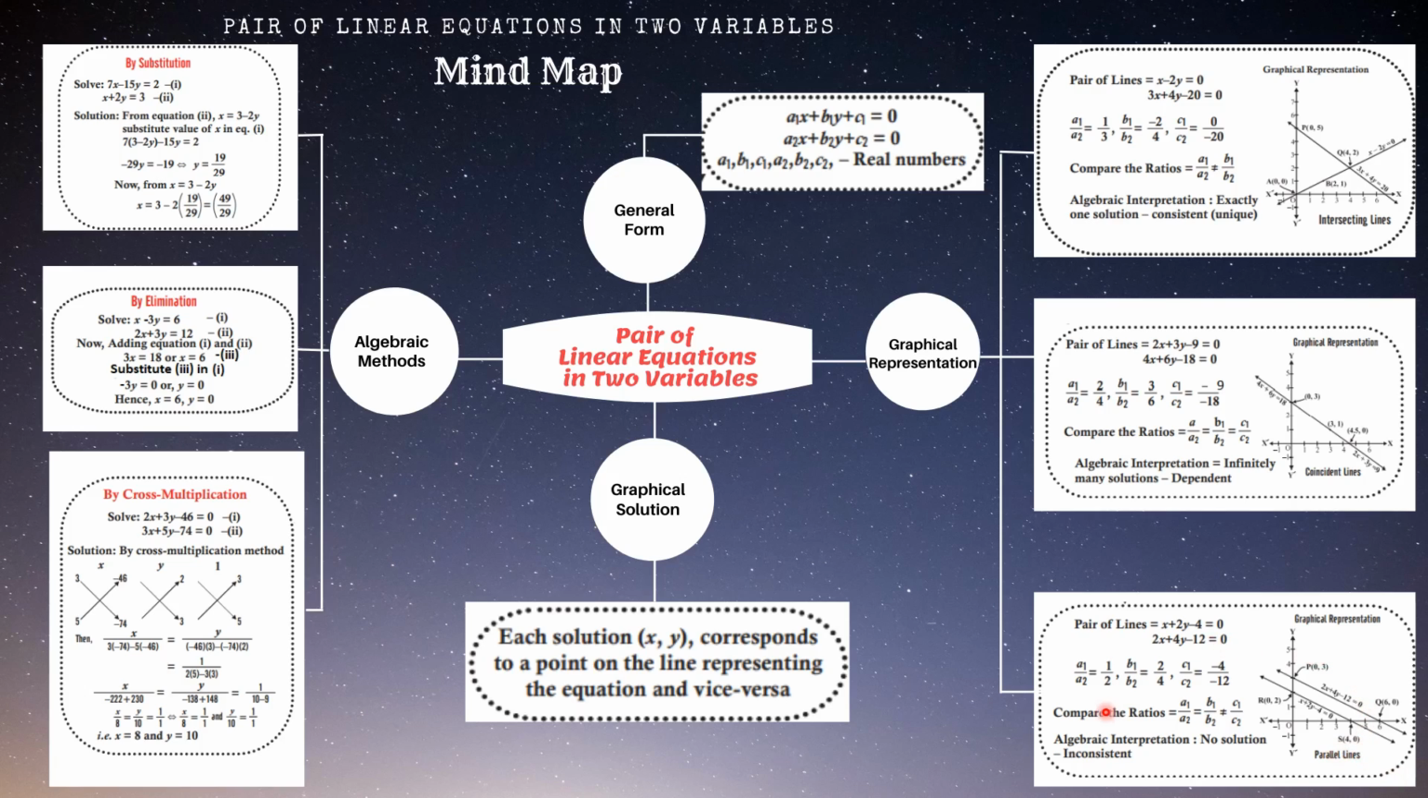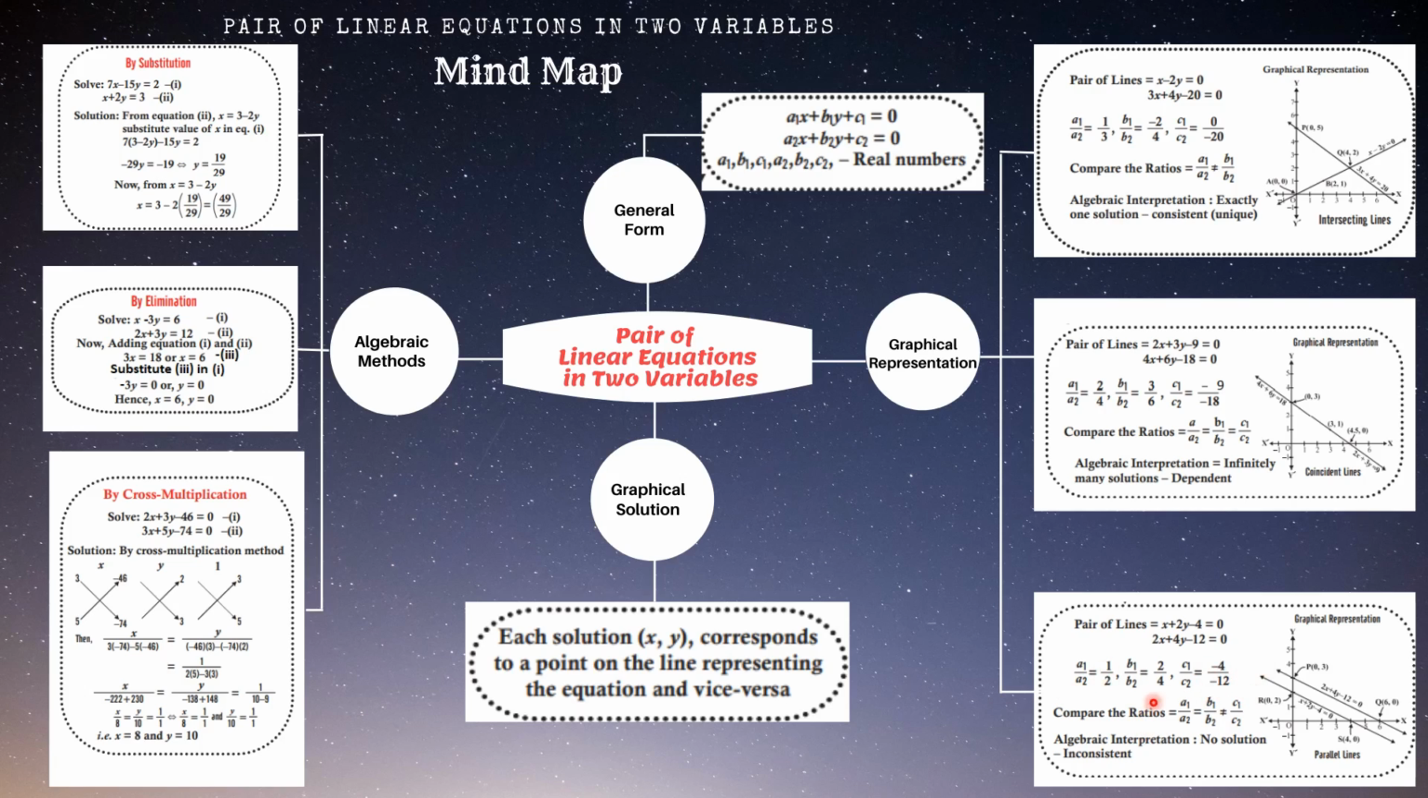Now in this case we see the equation first. It is x plus 2y minus 4 equal to 0 and 2x plus 4y minus 12 equal to 0. If we compare their ratios, we get a1 upon a2 is 1 upon 2, b1 upon b2 is 2 upon 4, and c1 upon c2 is minus 4 upon 12.